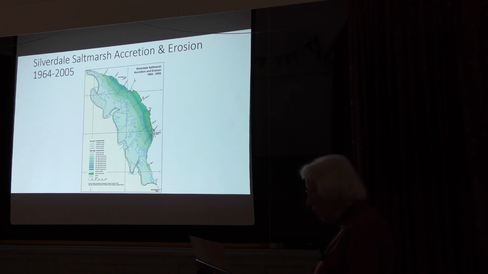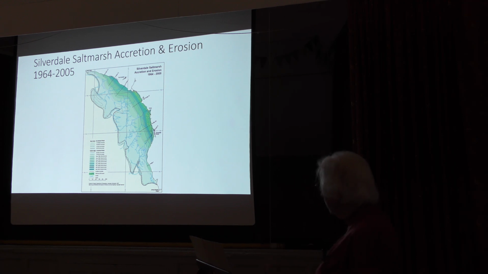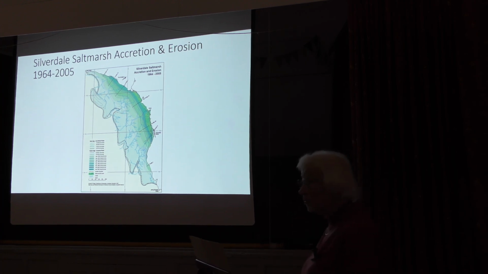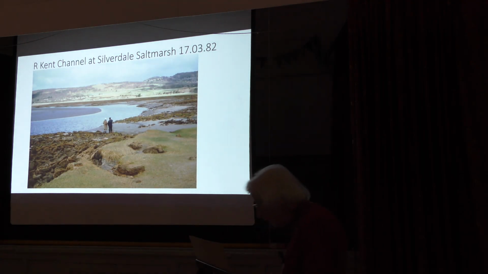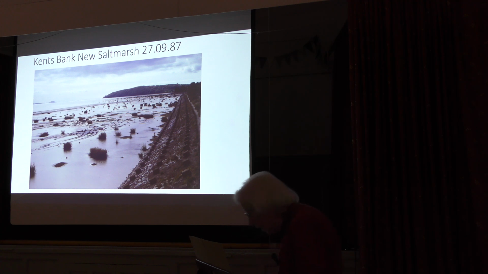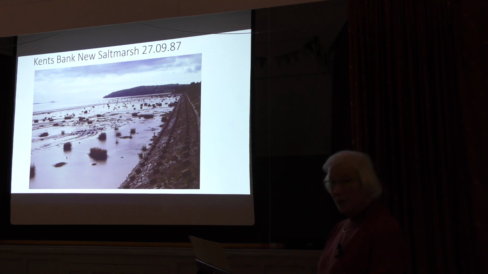So quite a lot was happening on this east side of the estuary from 1964, and you can see it depicted there to 2005. But the final marsh, final bits of marsh didn't really disappear until 2010. So quite a saga there for Silverdale Salt Marsh. So what was happening on the other side of the estuary? Well, it all looked very different.